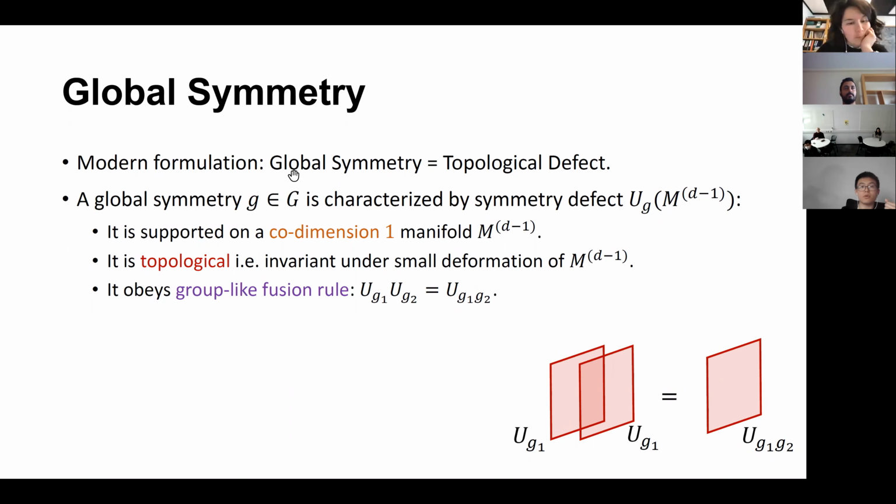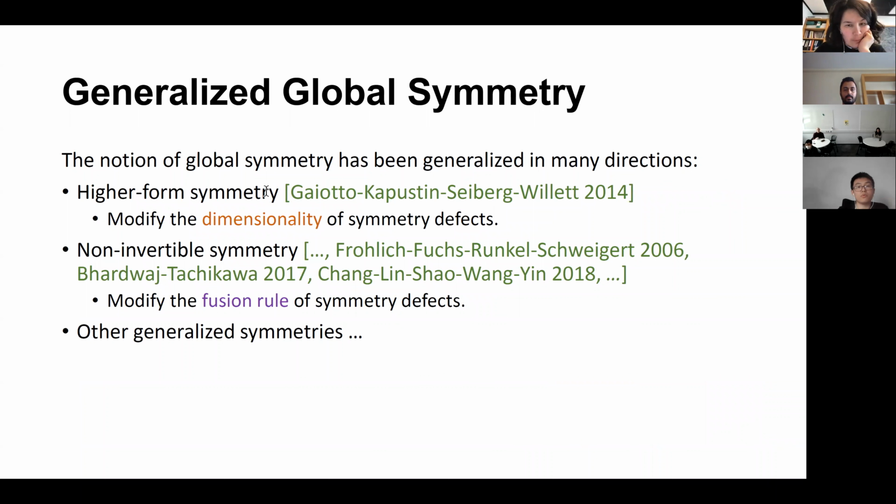Okay. So after this characterization of global symmetry using topological defects, there have been a lot of generalizations of the notion of global symmetries in many different directions. One of them is probably familiar to most of you, which is higher-form symmetries. The idea behind higher-form symmetry is simply to modify the dimensionality of the symmetry defects. And there's another generalization, which is orthogonal to this one, called non-invertible symmetries. The idea behind non-invertible symmetries is that instead of modifying the dimensionality of the symmetry defects, we modify the fusion rule of the symmetry defects. So we can consider more general fusions other than group-like fusions.